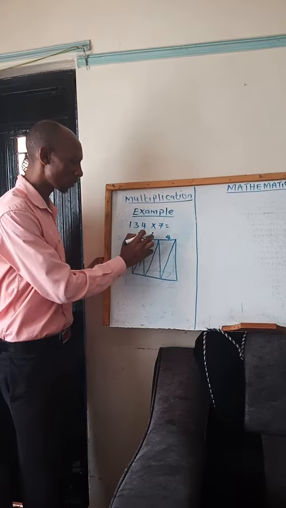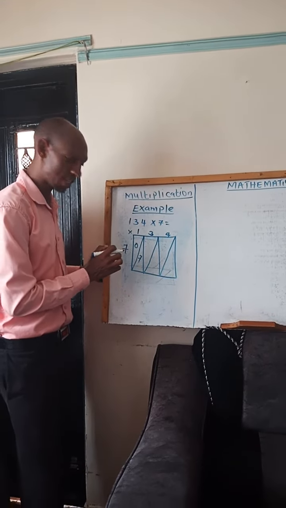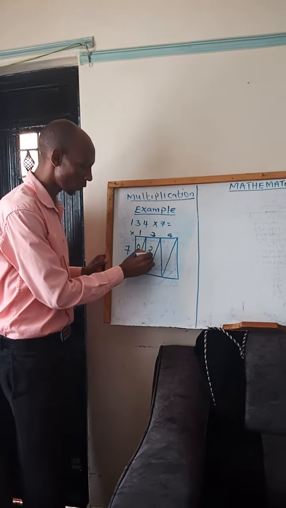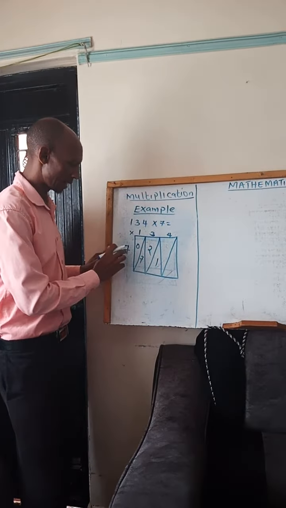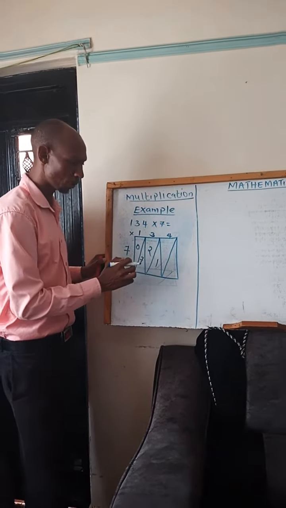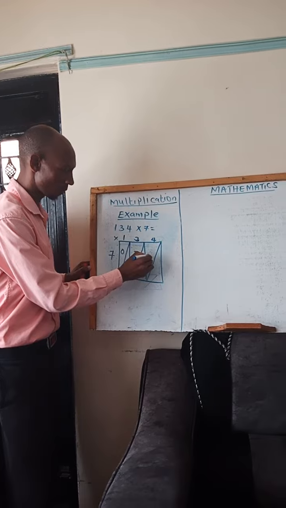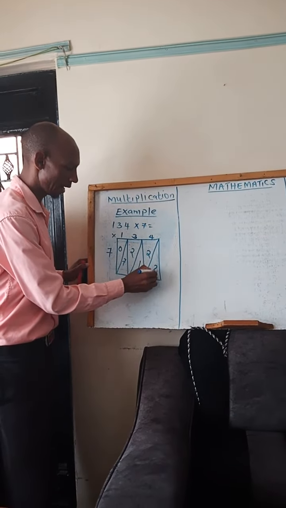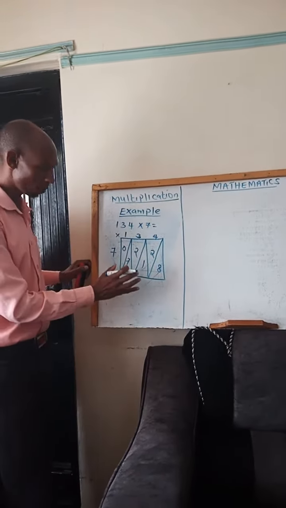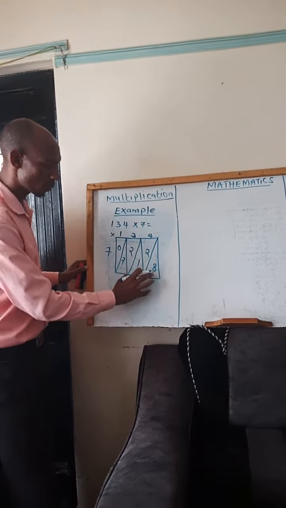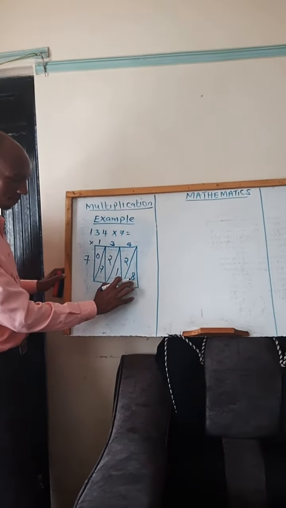Then 7 you multiply by 3, you are supposed to get 21, and therefore you write 2, 1 there. And 7 you multiply by 4, you are supposed to get 28, and therefore you are supposed to write 2 and 8. Then having completed that, you are supposed to start with the last digit that you have written.